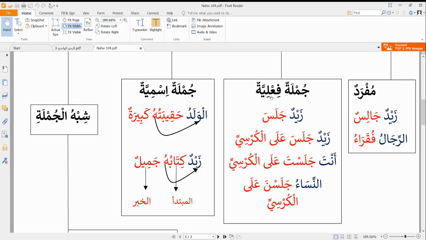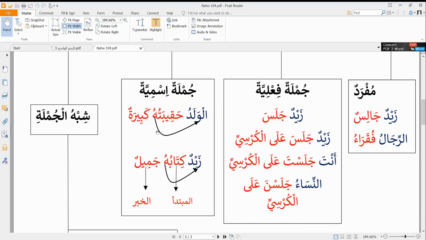We don't have that problem in jumlatul fi'liyya because automatically the verb already holds a dameer that is pointing us back to the mubtada. But for jumlatul ismiyya, we need to include our dameer that will point us back to the mubtada of the entire sentence. So an entire sentence can also be a khabar, that is a jumlatul ismiyya.